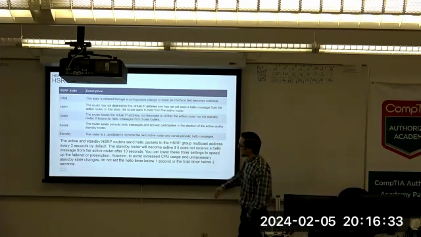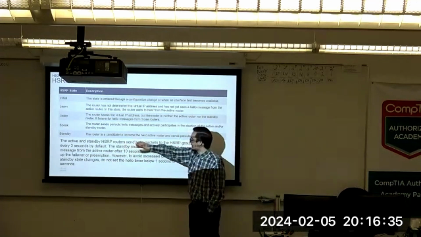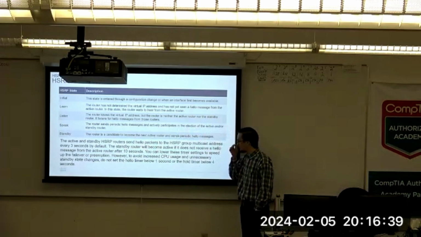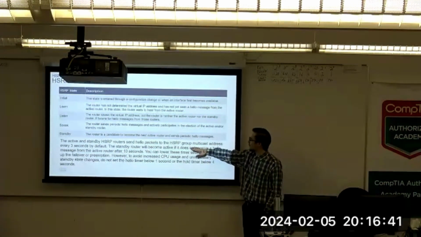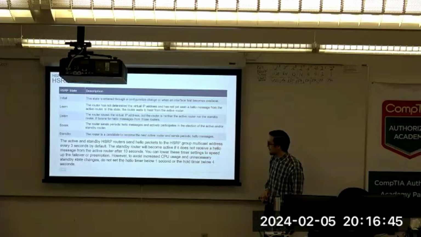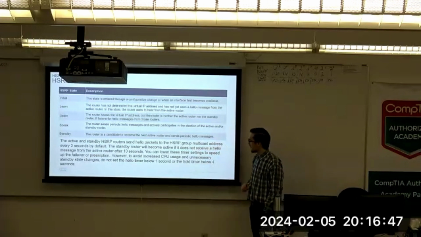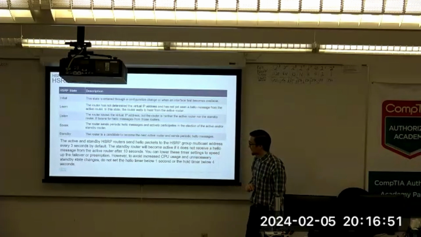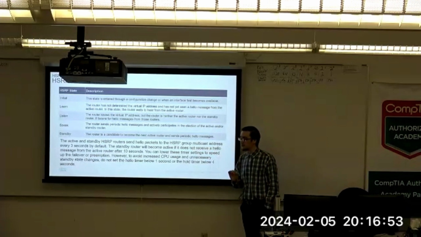All right, the active and standby HSRP routers send these hello heartbeats to the HSRP group multicast address every 3 seconds by default. The standby router will become active if it does not receive a hello message after 10 seconds. And I'm almost certain you can change these thresholds.